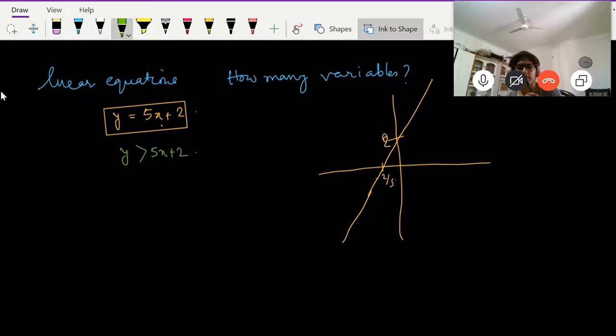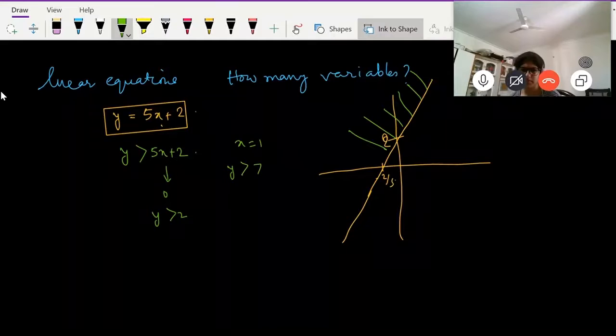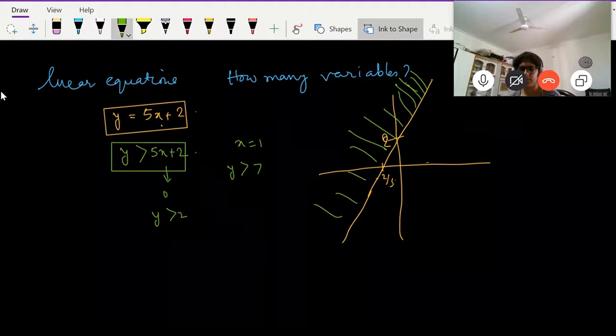So again, let's take x equal to 0. So y greater than 2, right? Y greater than 2 means all of this, right? Similarly, if I take x equal to 1 here, y is greater than 7, right? So x equal to 1 would be somewhere here, y is 7 is here, so it will be all this space. So this is the area of y greater than 5x plus 2.